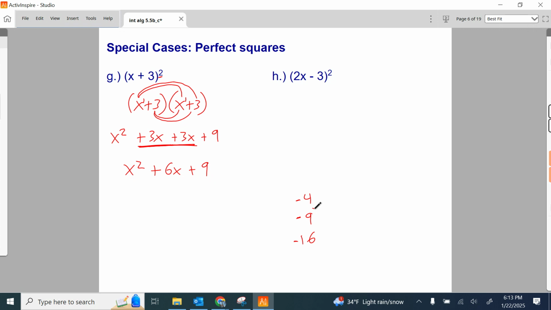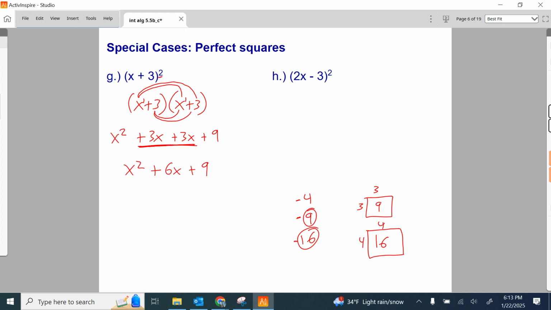So for example, 9 is the area of a square where the sides are 3 and 3. Okay, 16 is a perfect square because it is the area of a square where the sides are 4 and 4.